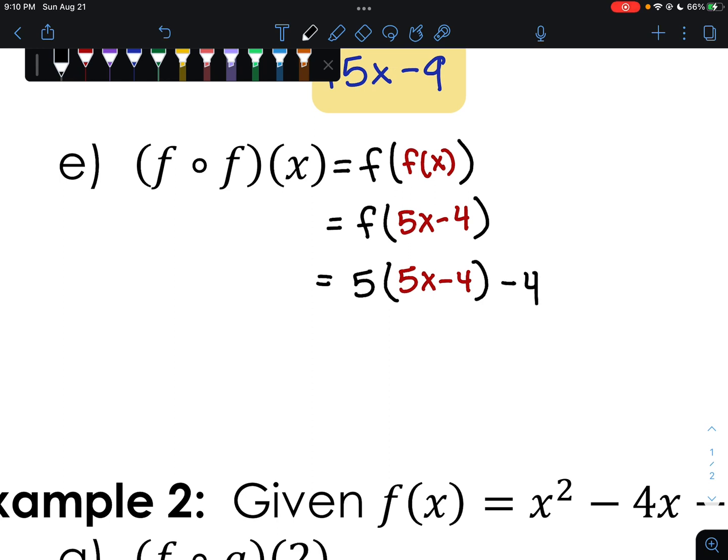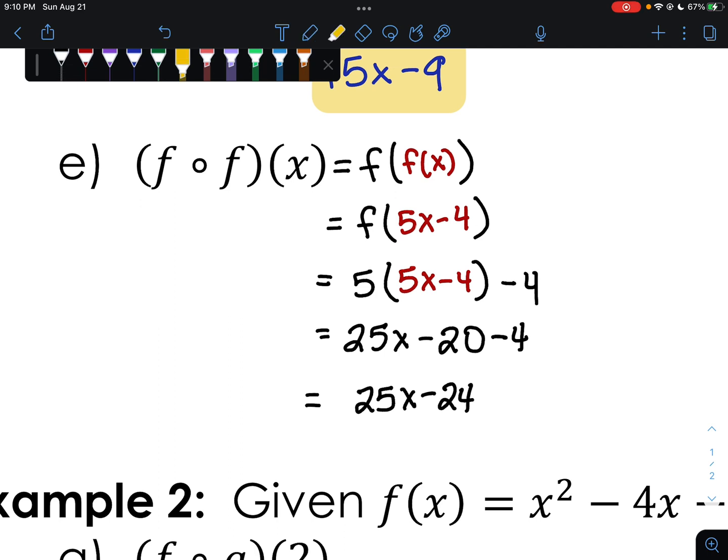Like that. We multiply it out. 5 times 5x is 25x. 5 times negative 4 is negative 20, minus 4, and we get 25x minus 24. And that would be it.